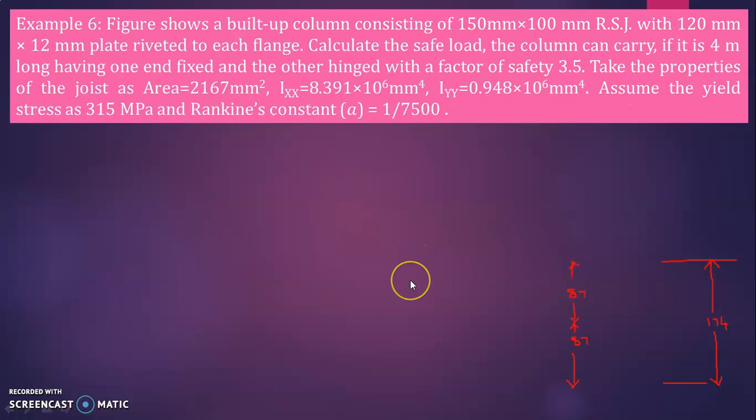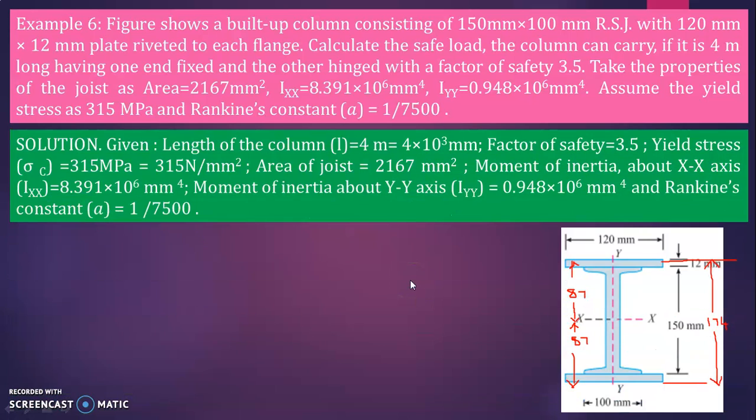Figure shows a built-up column consisting of 150 mm by 100 mm RSJ, meaning riveted steel joist, with 120 mm by 12 mm plate riveted to each flange. Calculate the safe load the column can carry, if it is 4 meter long, having one end fixed and the other hinged, with a factor of safety 3.5.